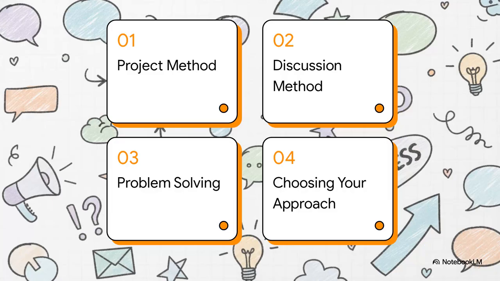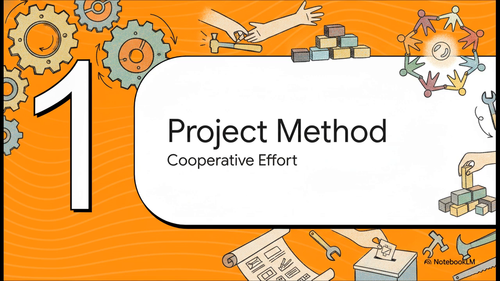So to fix this engagement problem, we are going to cover 4 key areas today. First up, the project method. Second, the discussion method. Third, problem-solving approaches. And finally, how to actually choose the right approach for your room. All right, let's get into it. Section 1, the project method.